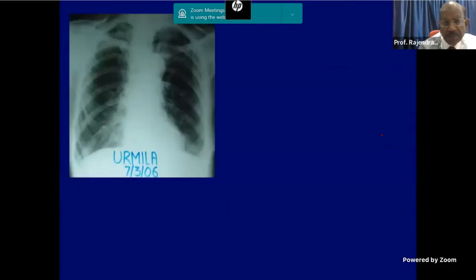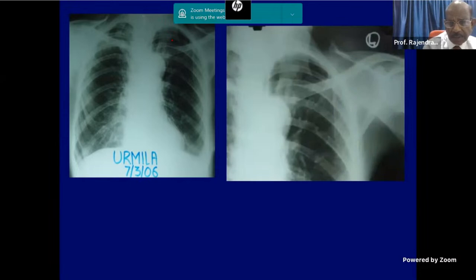And here you see very carefully, this is an example that if some shadow is here and you can trace its origin to outside of the chest, the rule says that if any shadow, origin of which you can trace outside the confines of the chest wall, extra thoracic shadow. This rule you have to always remember. As you see, shadow is here, but you can trace out its origin from outside.